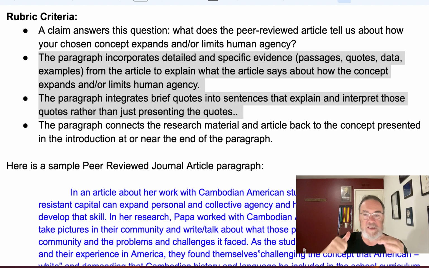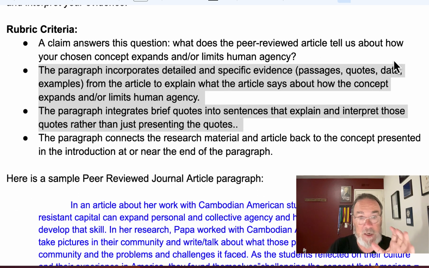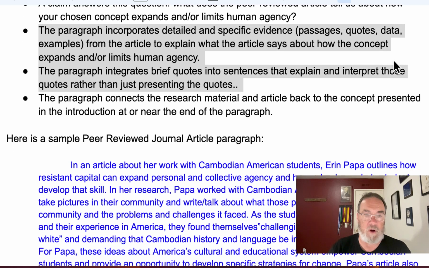The first is the idea that we're going to have detailed and specific evidence. That evidence is going to be things like quotes, passages, but it can also be data or examples from the article. Quotes, passages, data, examples. Lots of different kinds of support in peer-reviewed articles.